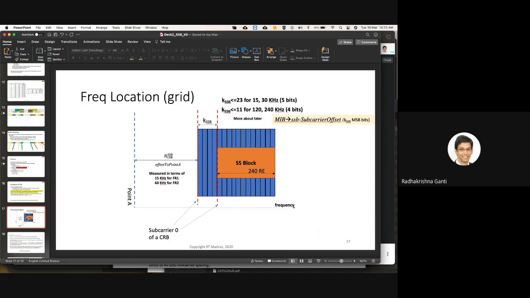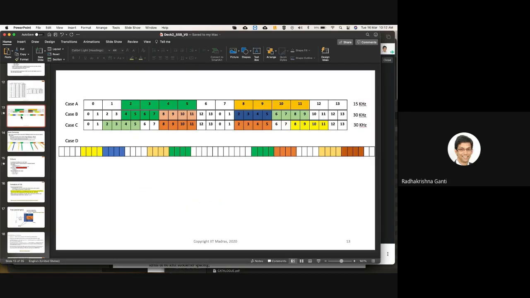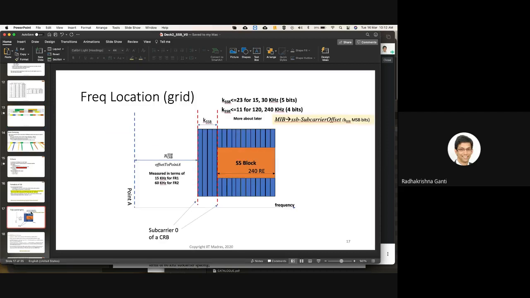Okay. So let's go to the frequency. Until now, we were looking at the time, where they are putting in a time, which OFDM symbol locations and other things. So now let's go to frequency and understand how they place it in the frequency.